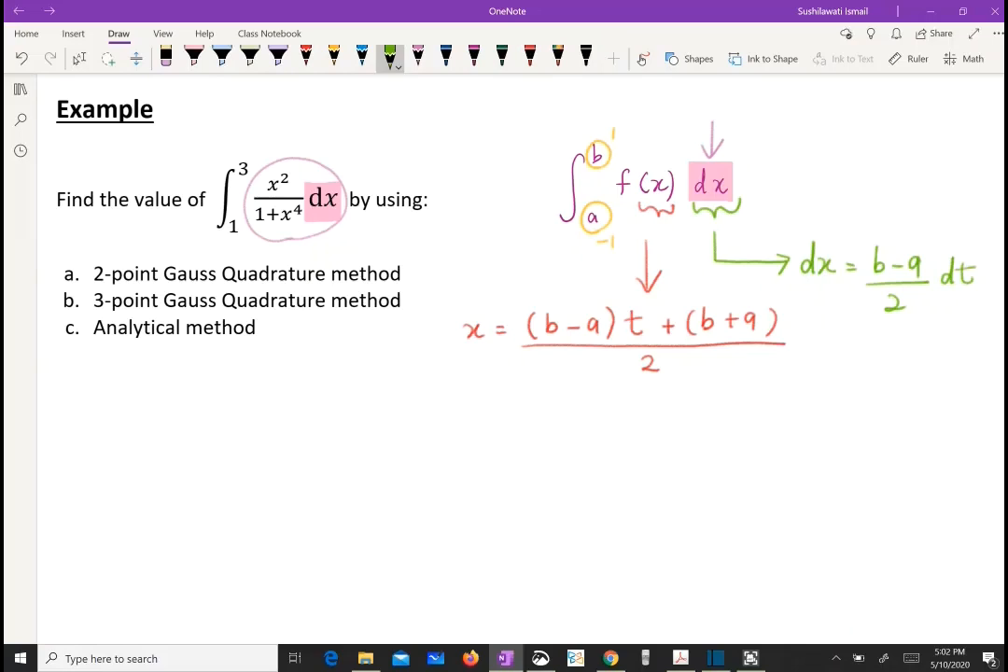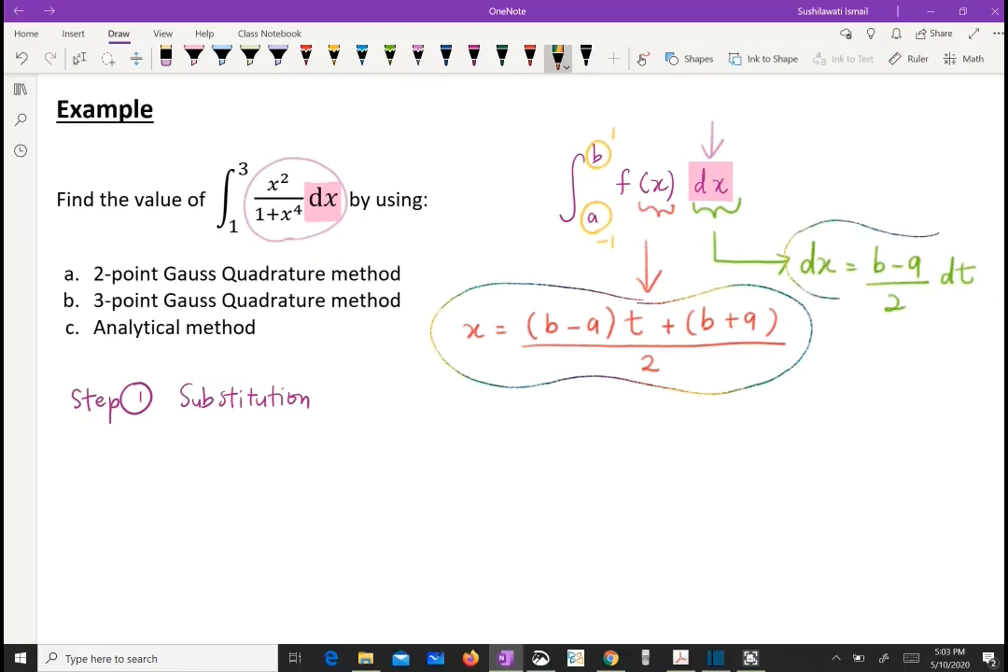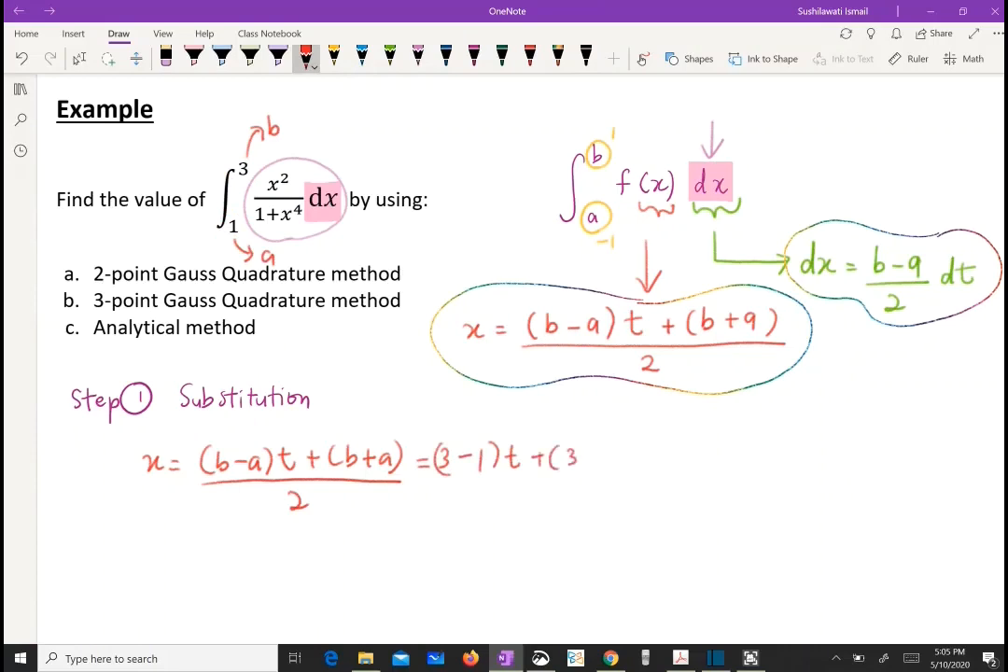Okay, now let's proceed to the first step. Step 1 is substitution. For the substitution, we will use this equation and this equation. x equals b minus a over 2 times t plus b plus a over 2. So now our b is here and our a is here. Then substitute the value of a and b: 3 minus 1 over 2 t plus 3 plus 1 over 2. So we get 2t plus 4 over 2, and our x equals t plus 2.